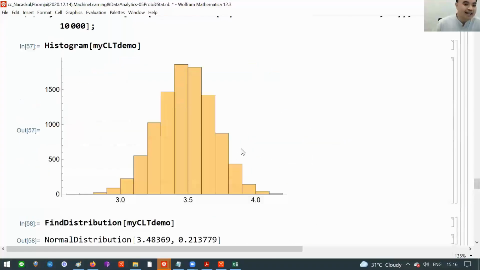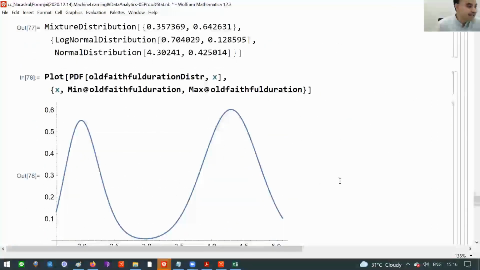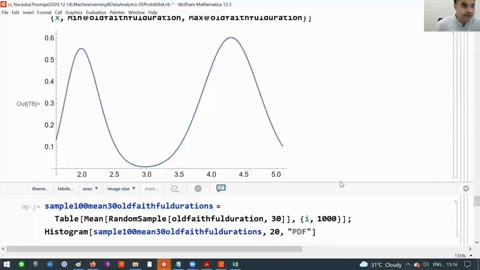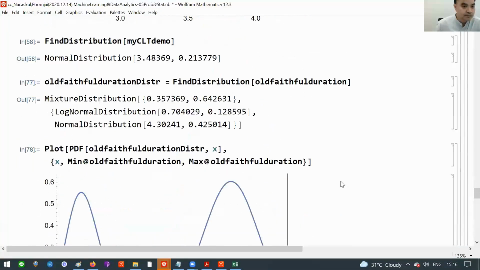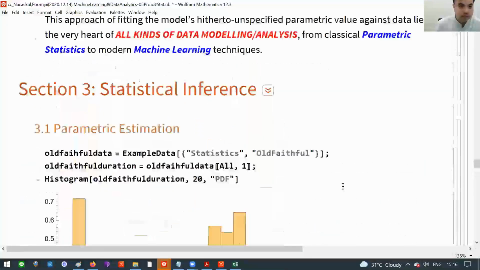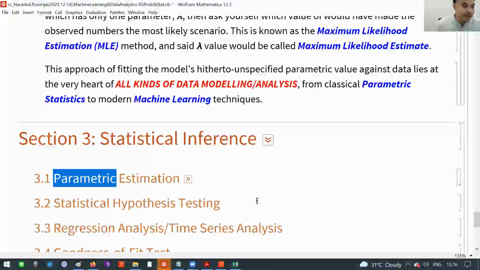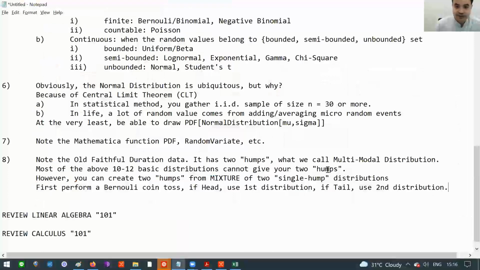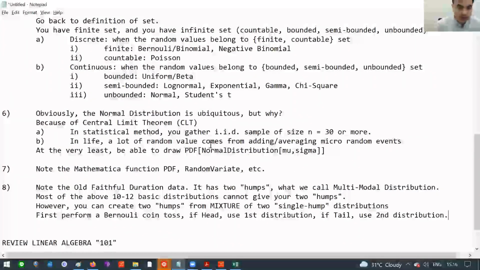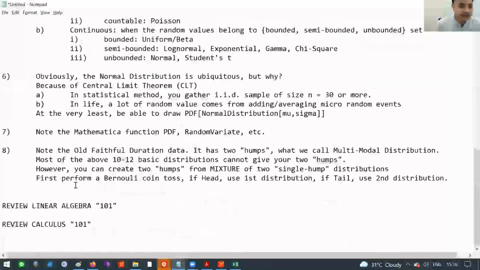Now, what I did before was use the empirical, but in this case, I'm actually using this. So this is what we mean by parametric estimation. Parametric estimation.